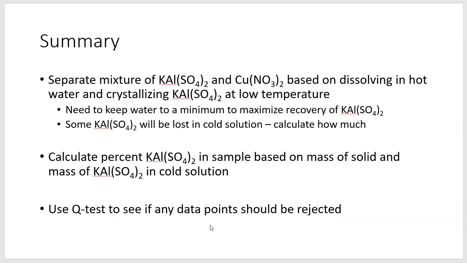All right, in summary, we separated a mixture of alum and copper nitrate based on dissolving in hot water and crystallizing the alum at a low temperature. Need to keep the water used at a minimum, and some of the alum will be lost in the cold solution. That's a too bad, but it just can't be avoided. I'm going to calculate the mass percent of alum in the sample and use the Q test. Good luck with your experiment.